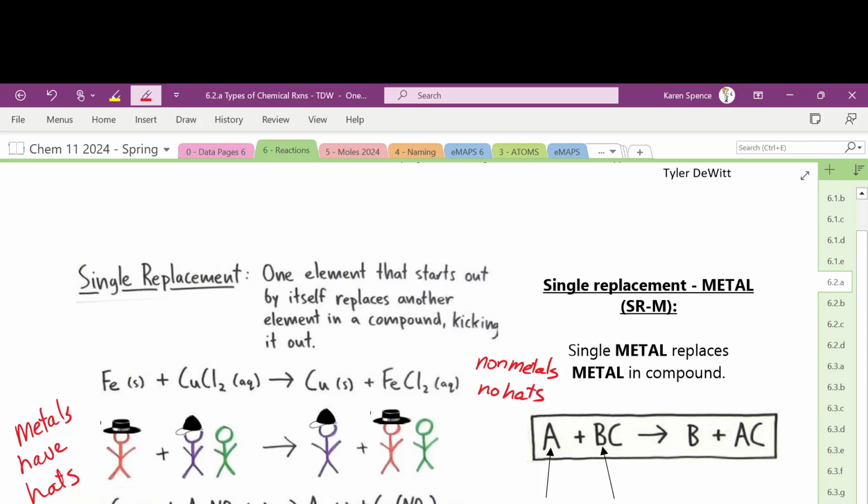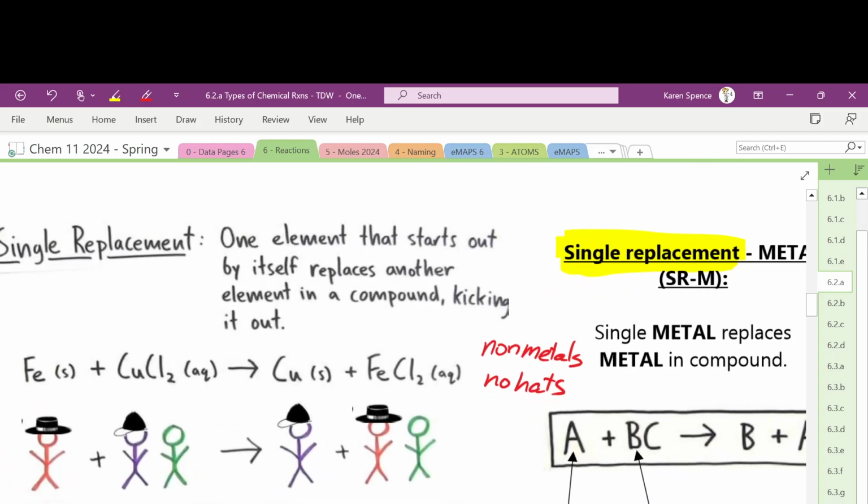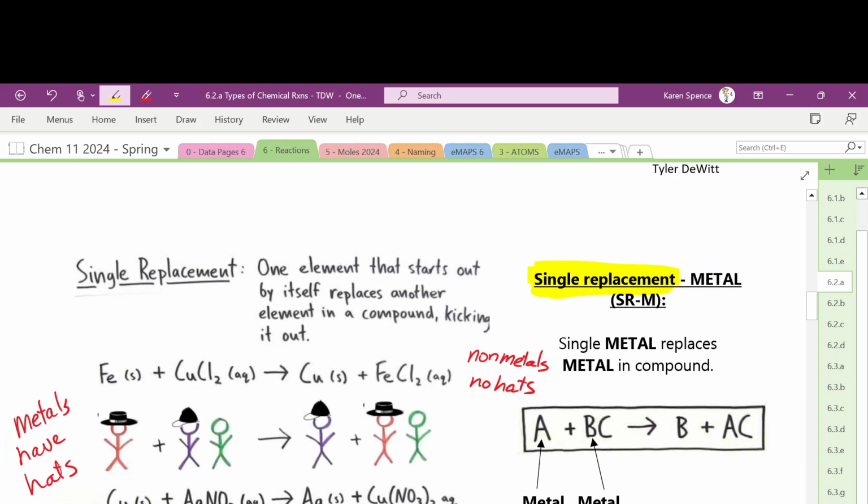Now, when it comes to quiz or test time, you are not going to be expected to do anything other than recognize this as single replacement. But while you are learning about predicting products and things like that, you're going to take a look at this and you're going to say, this is a single replacement metal because the metal is replacing the metal. So you can call it an SR for single replacement and then an M. Okay?